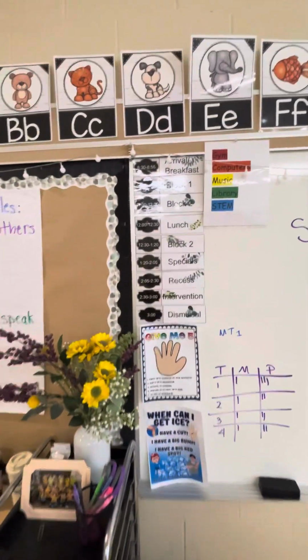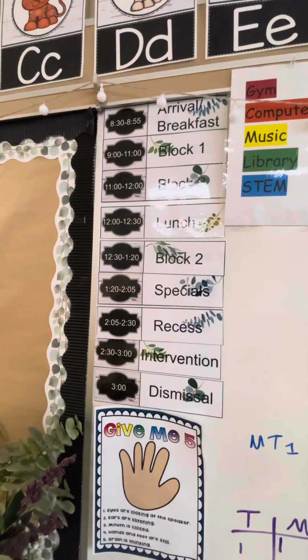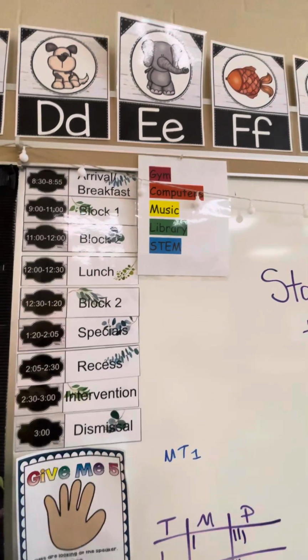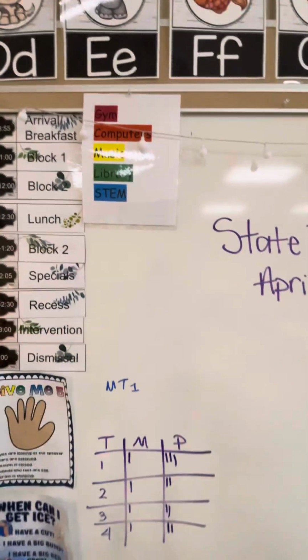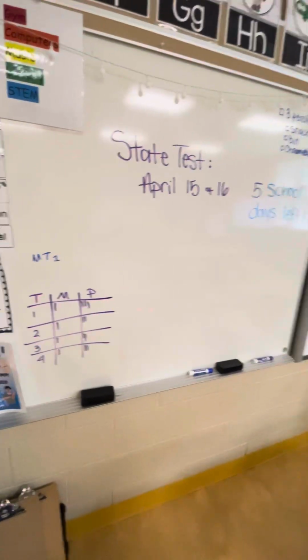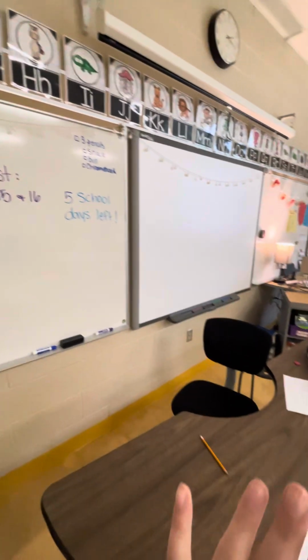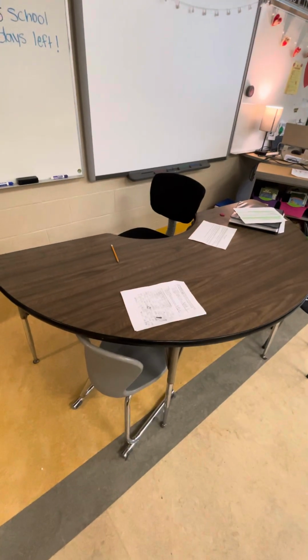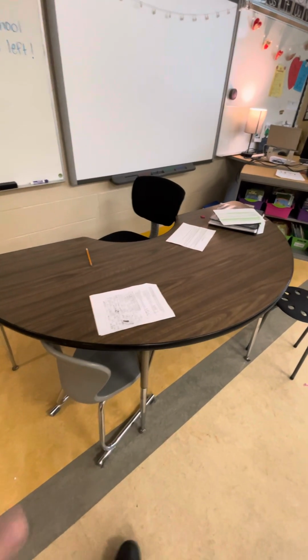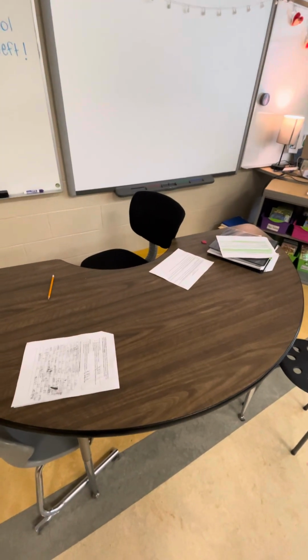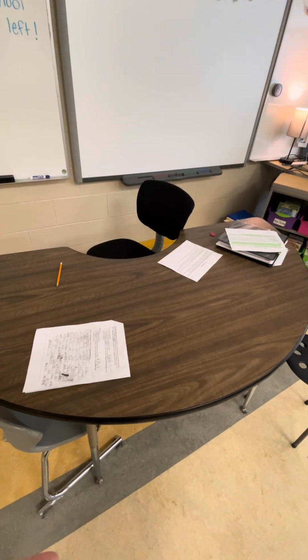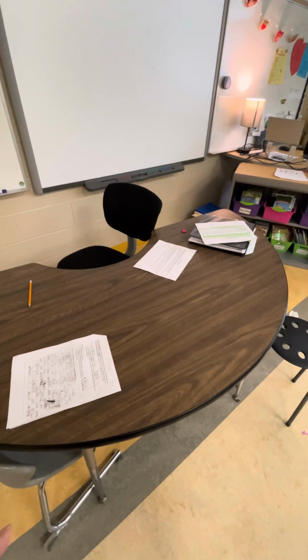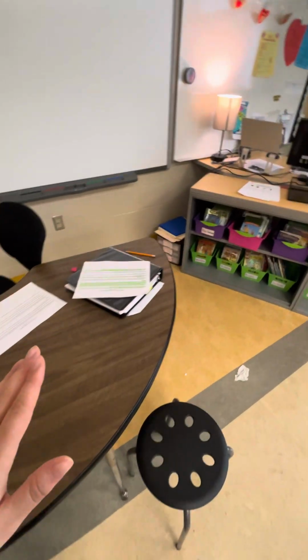This is our block schedule that we use and our different specials schedule. All of this stuff is from the school over here. This over here is my rainbow table that I use for students to come up. They can come up here if they want a quieter space to work at, or sometimes if they need help on something, they can come up here and work as well.